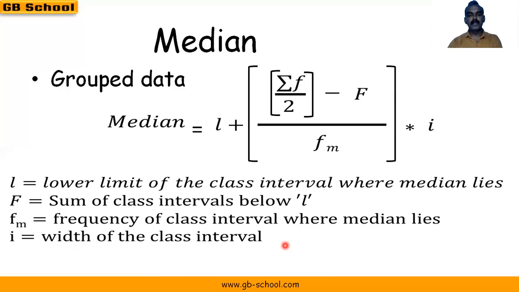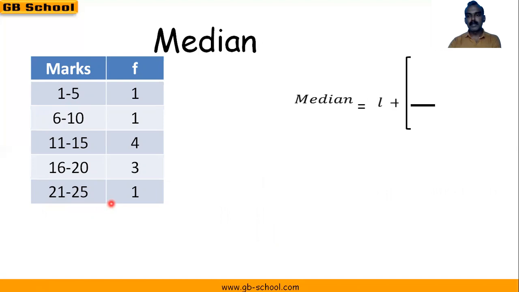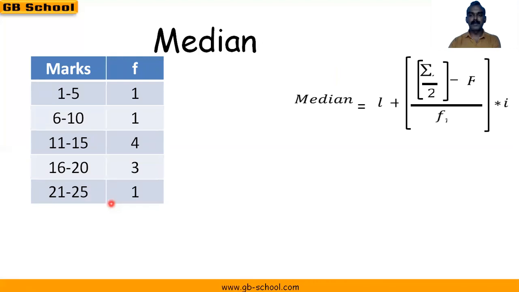Let's go with the example here. Take the same example of the marks here. We are going to find out the median in this class interval. So the median formula is L plus (sum of f by 2 minus capital F) divided by fm, into I. Now the first job is finding out L.